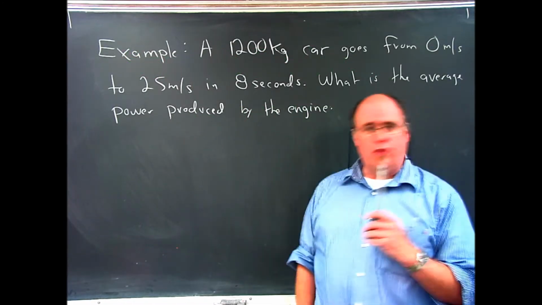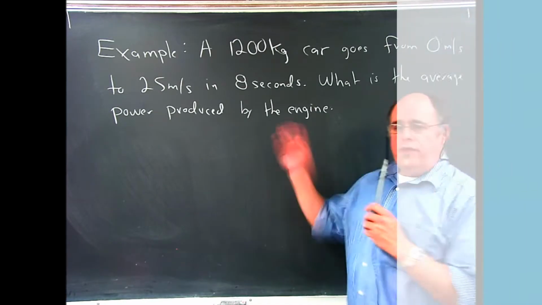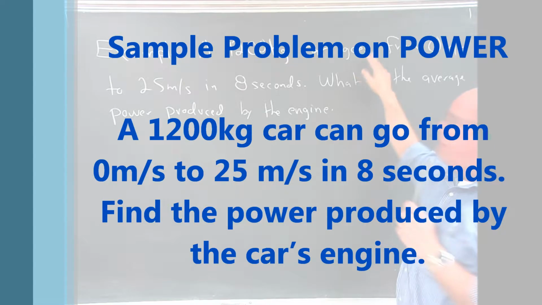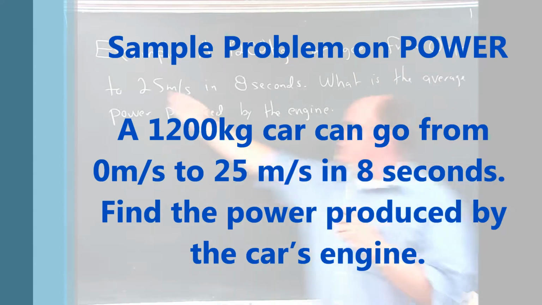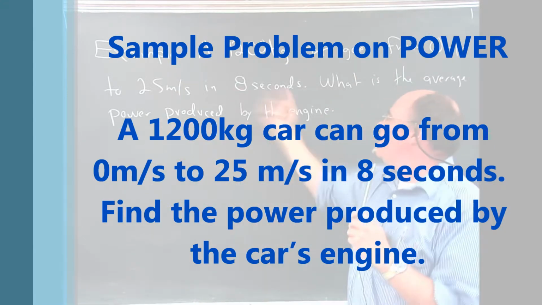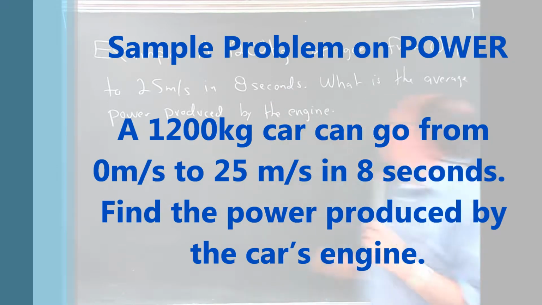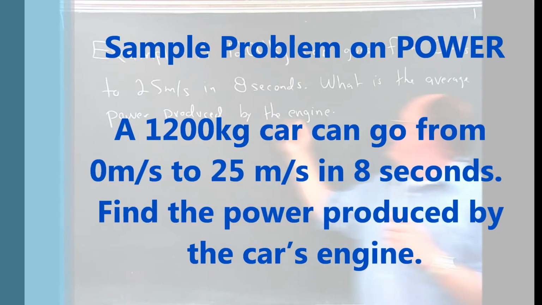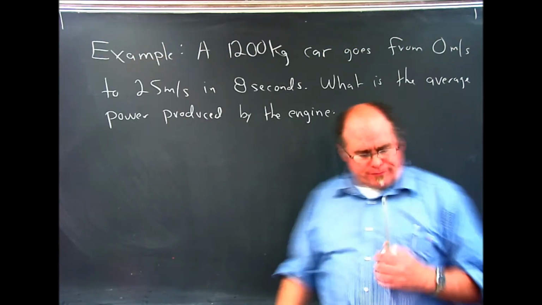Here is a problem, and it says we have a 1,200 kilogram car, and that car is going to go from 0 meters per second to 25 meters per second in 8 seconds. What is the average power produced by the engine, by the car's engine?